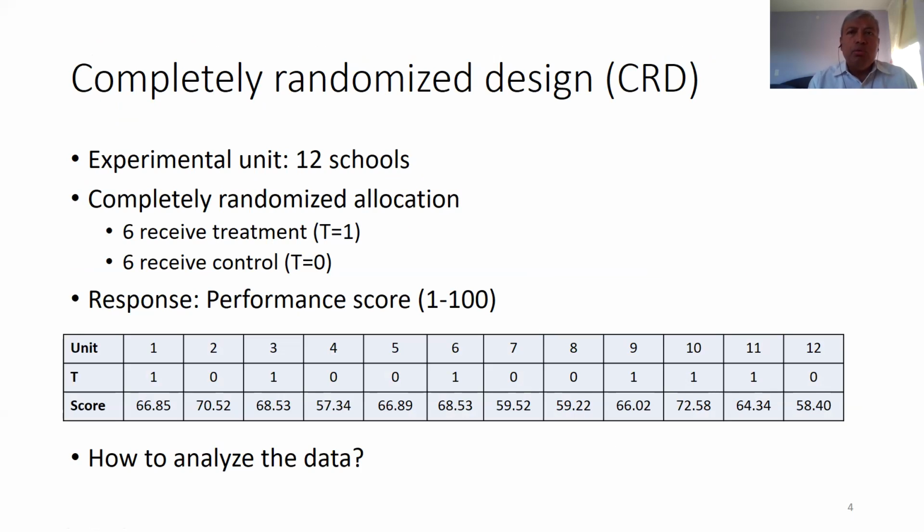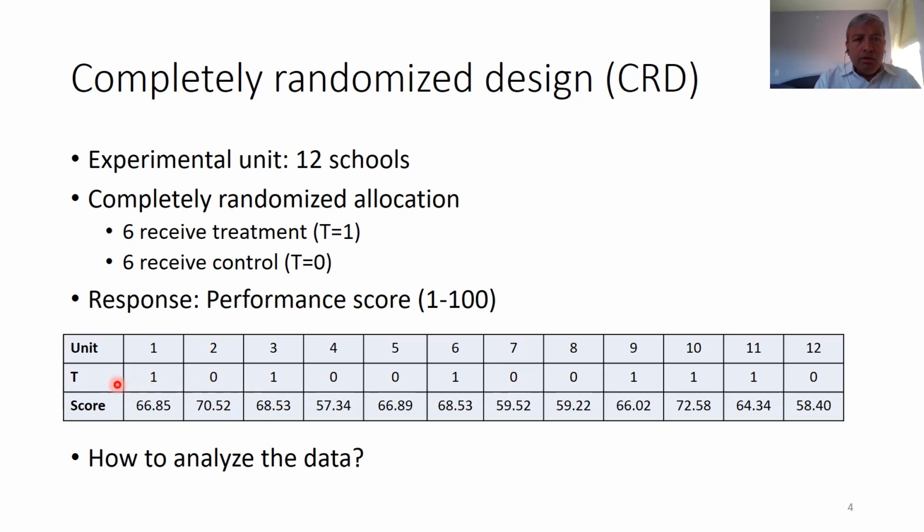Okay, so let us first think about a very simple design, which is a completely randomized design. CRD is an acronym often used for this design. Let's assume that we have 12 experimental units, and as in a typical randomized experiment, we would assign 6 of these units to treatment and 6 of these units to control. As we mentioned in the previous slide, the response would be a performance score on a scale of 1 to 100. Suppose this is the data which we obtain. These are the 12 schools, and out of these 12 schools, we have 6 schools assigned to the treatment and 6 schools assigned to the control.